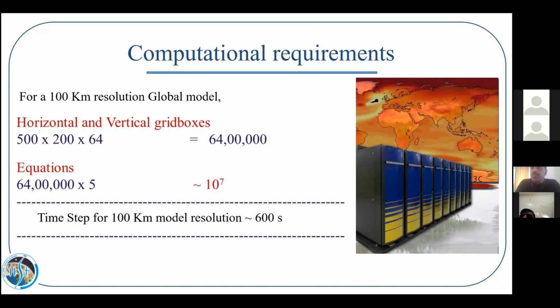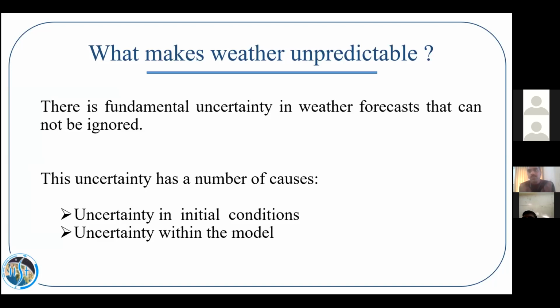So suppose you have enough computational resources and you do all those calculations. Even after doing this, the weather is unpredictable. So what makes the weather unpredictable? There are two fundamental reasons. One is the uncertainty with respect to the initial conditions. It's a numerical model, as I mentioned, so you have equations which will be solved using numerical methods. These need to be forced by initial conditions. So uncertainties in the initial conditions are one source of error in an NWP model.